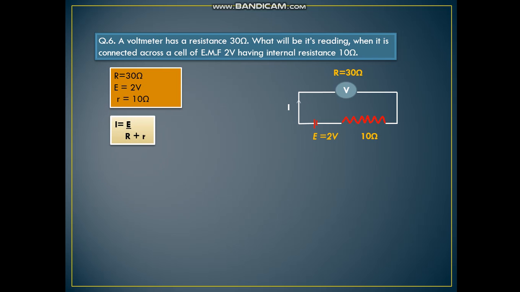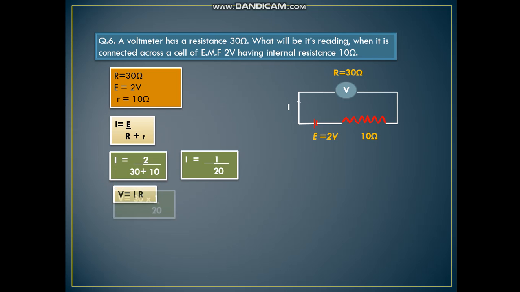So I is equal to E upon capital R plus small r. I is equal to 2 upon 30 plus 10. That gives I is equal to 1 upon 20. So V is equal to IR by Ohm's law. So V is equal to 30 into 1 upon 20. That gives you capital V as 1.5 volt.